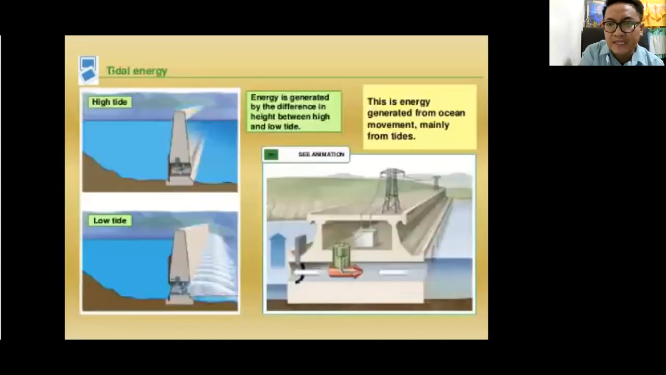Tidal energy po, dagdag lang po natin. Kasama rin po siya sa renewable energy. Even high tide and low tide, they can produce energy. That is generated by the difference in height between high and low tide. And this energy generated from ocean movement, mainly from tides. So yun po yung lesson po natin today.